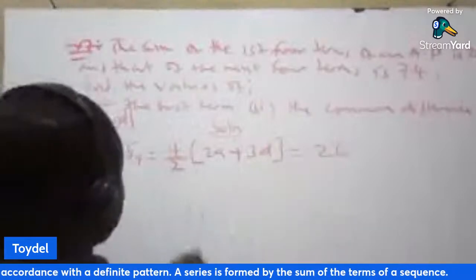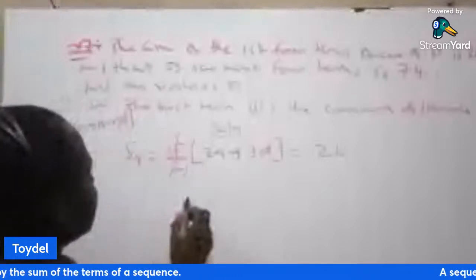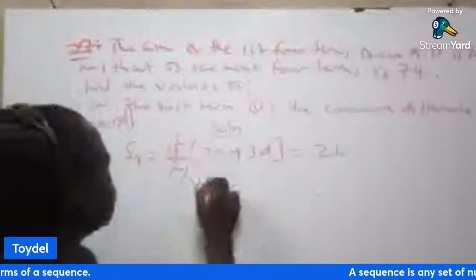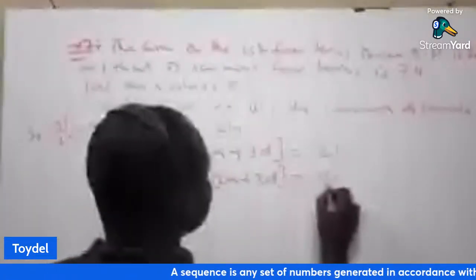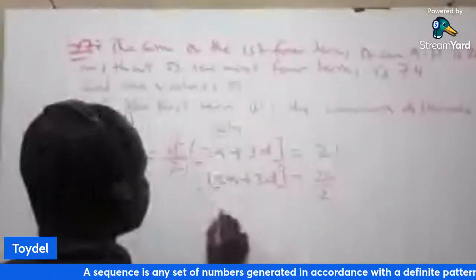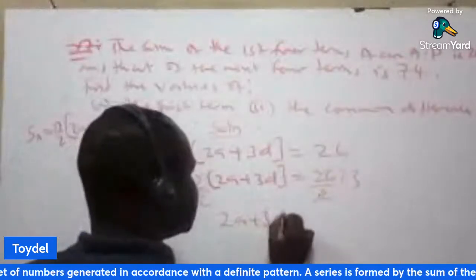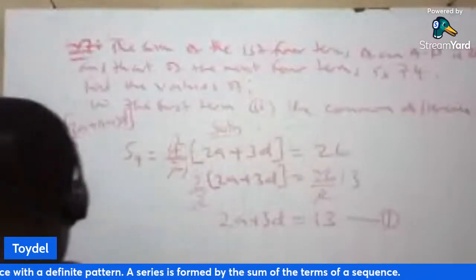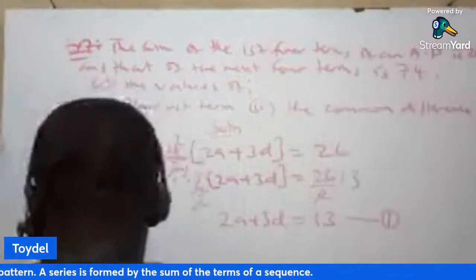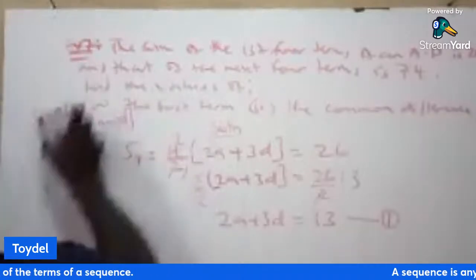Then from there, 2 into 4 over 2, we can have it to be 2 into bracket 2a plus 3d is equal to 26. 2 can still divide everything, so at the end we will have 13. So at the end, we have 2a plus 3d is equal to 13. I can call that equation 1. That is the first part of the question.